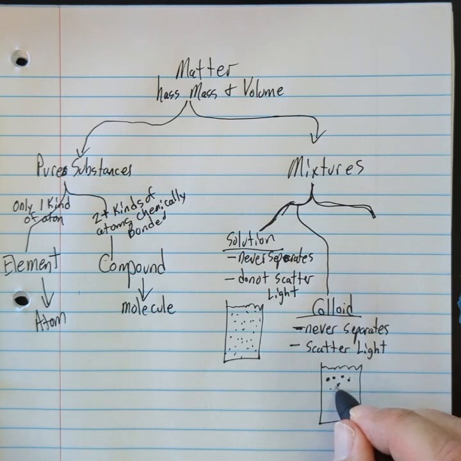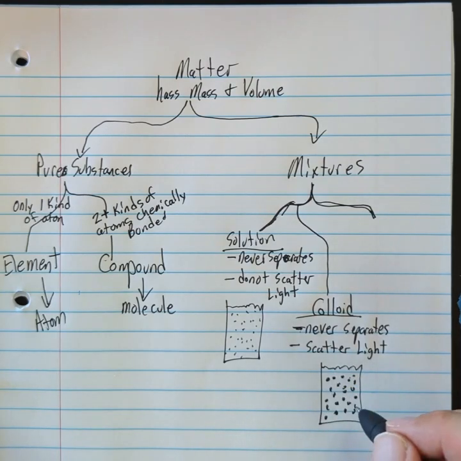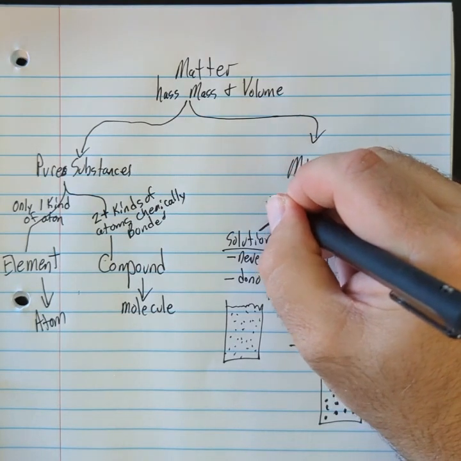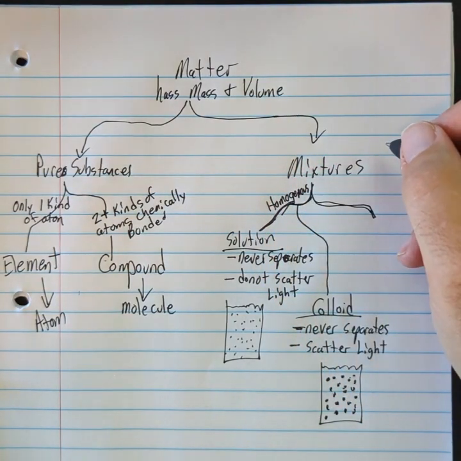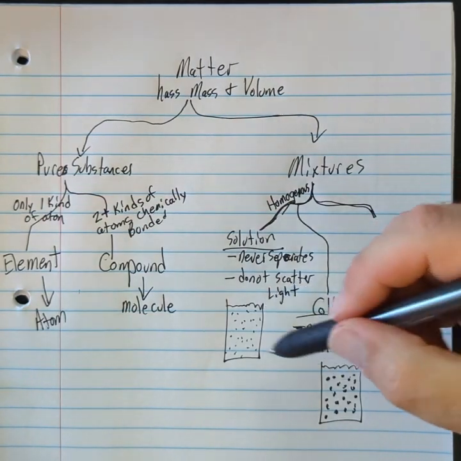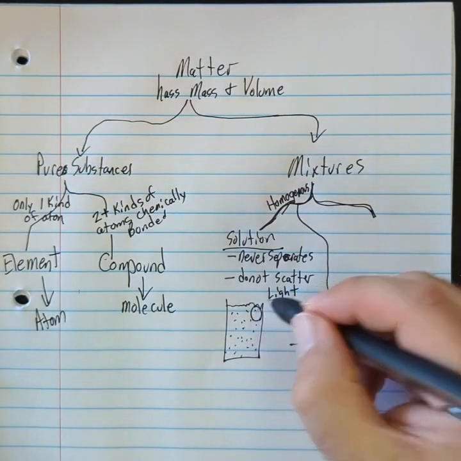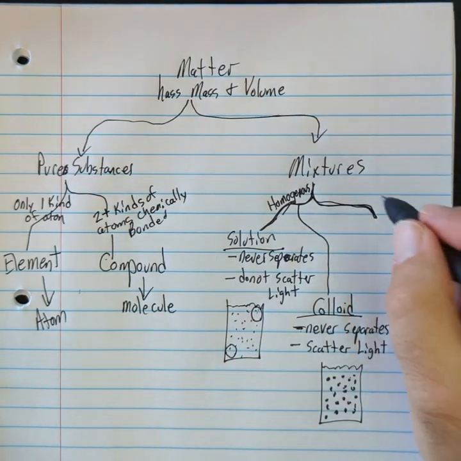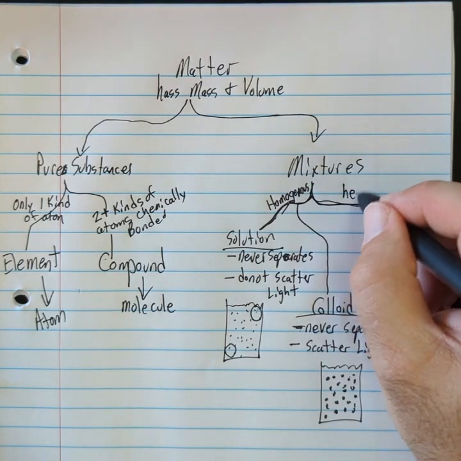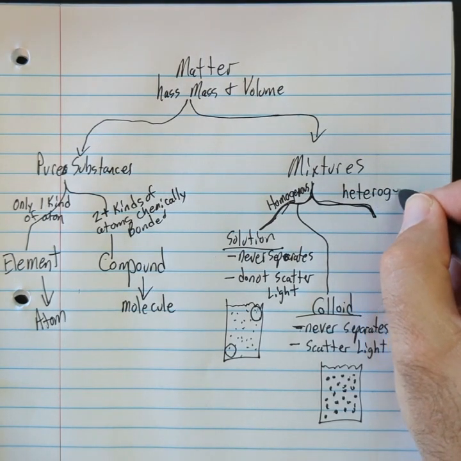The particles are just going to be a little bigger, and they're big enough that light can bounce off of them. So these are both what we call homogeneous. They're homogeneous mixtures because they are the same throughout. If I take a sample up here or I take a sample here, it's going to be the same. Now, the other group of mixtures is what we call heterogeneous.